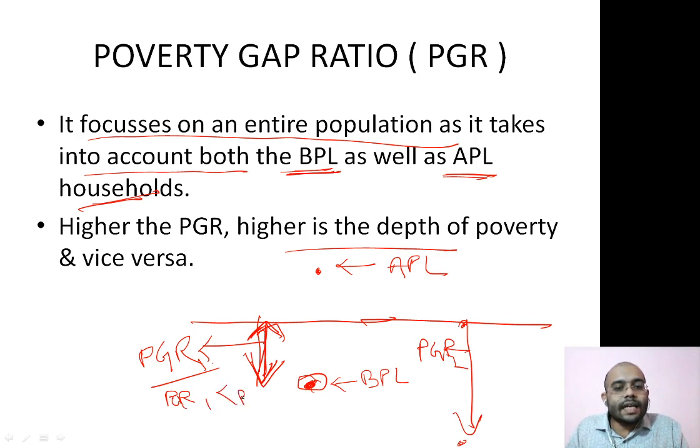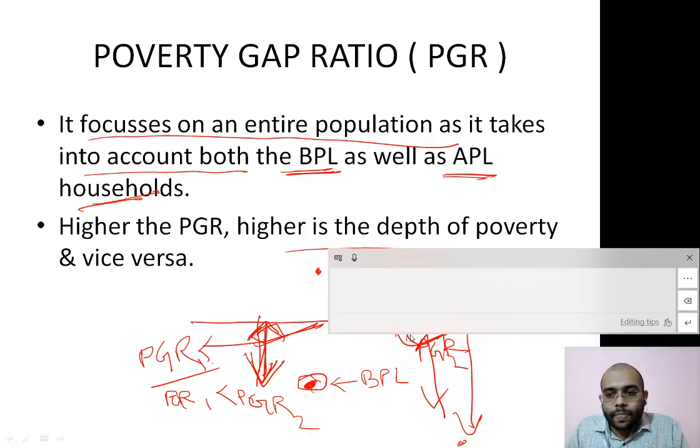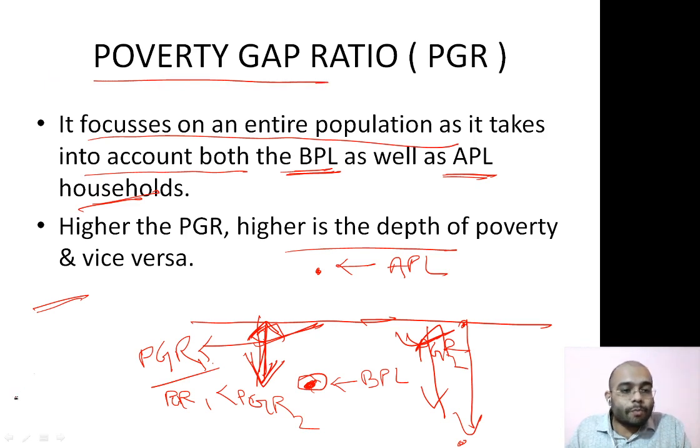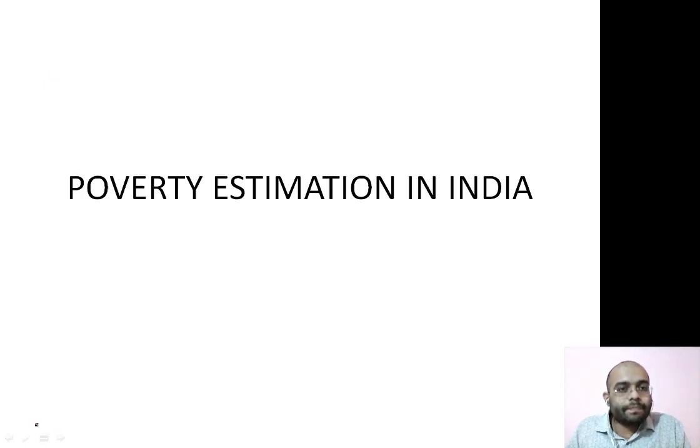PGR 1 is less than PGR 2. Hence it could be said that the higher the poverty gap ratio, the higher the depth of poverty, and the lower the poverty gap ratio, the lower the depth of poverty. Therefore, we follow PGR for a very deep analysis of poverty in India.